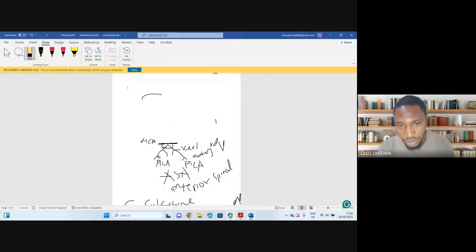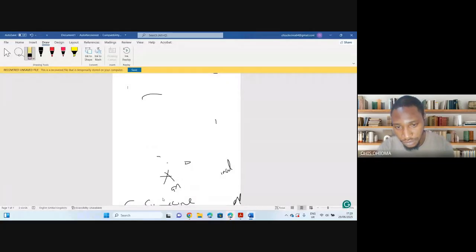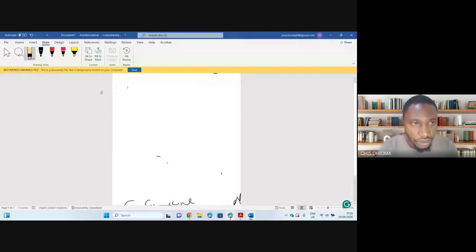Clearing this up because I want to explain something here. So this is the scalp. Let's call this the scalp, the scalp of someone. This is the brain matter here. What you're seeing here is the brain matter.